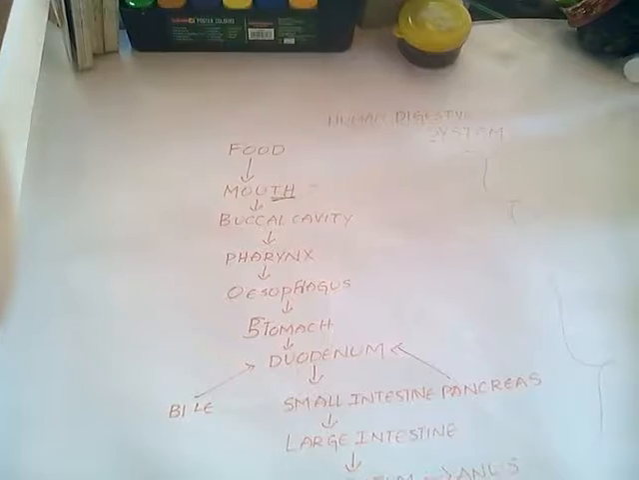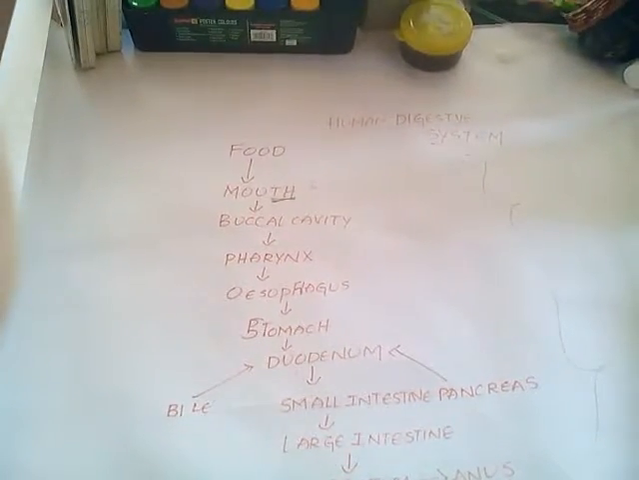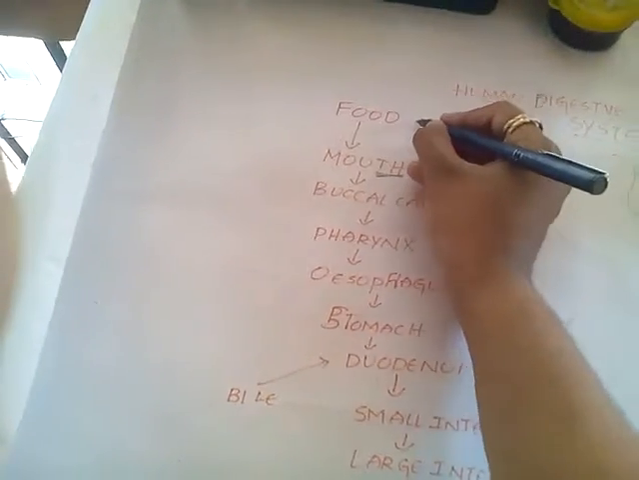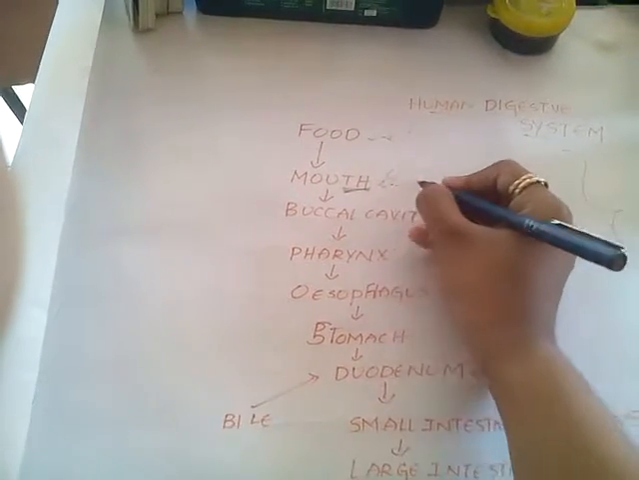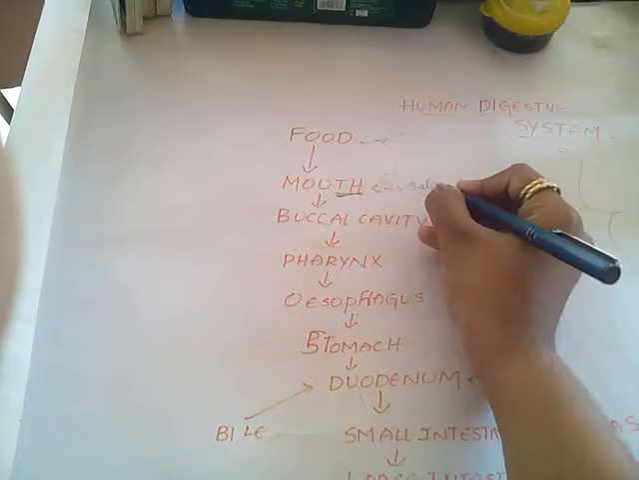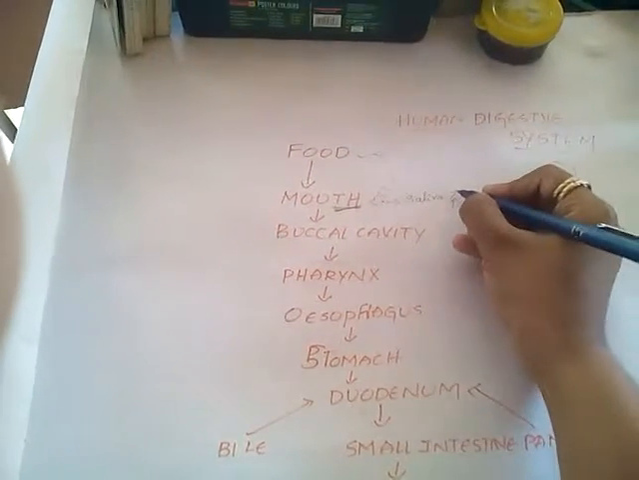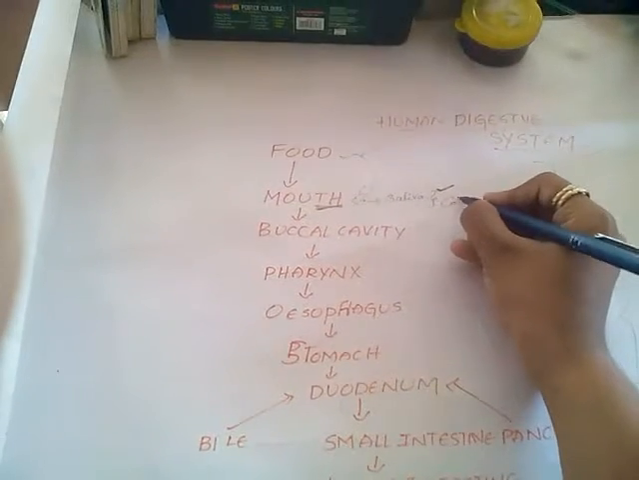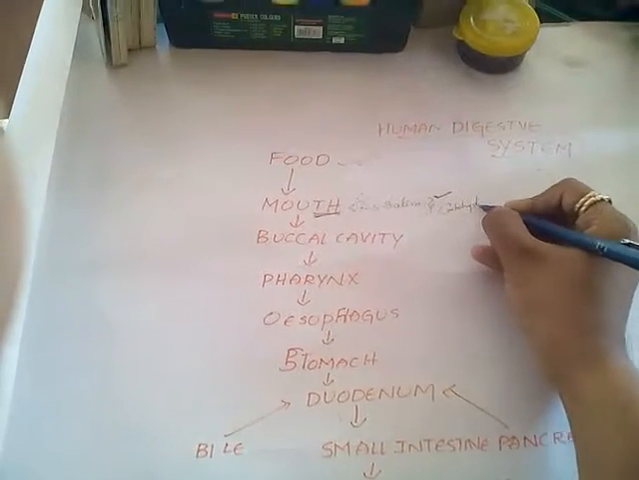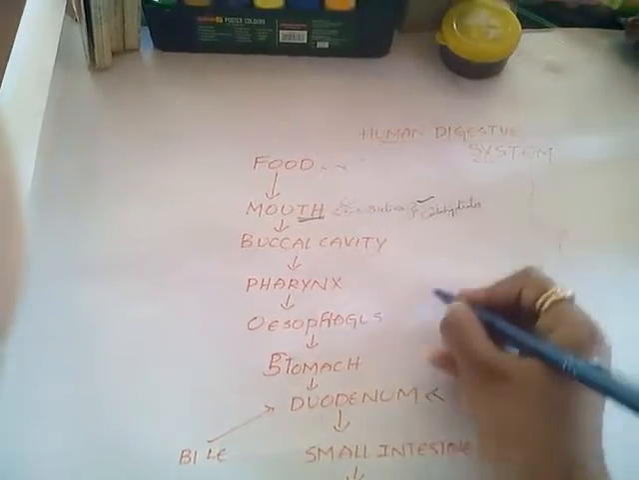I think you all have understood, right? The lower jaw also helps in the whole process. So in the mouth, the saliva is present. The saliva plays a very important role in the digestion of carbohydrates, right?